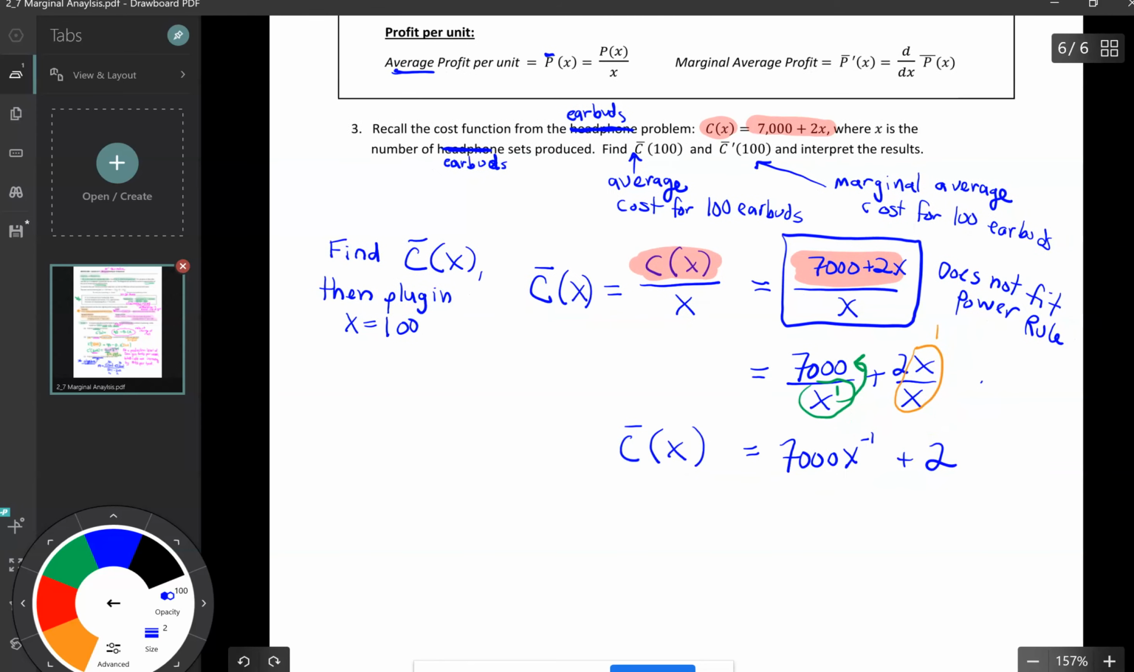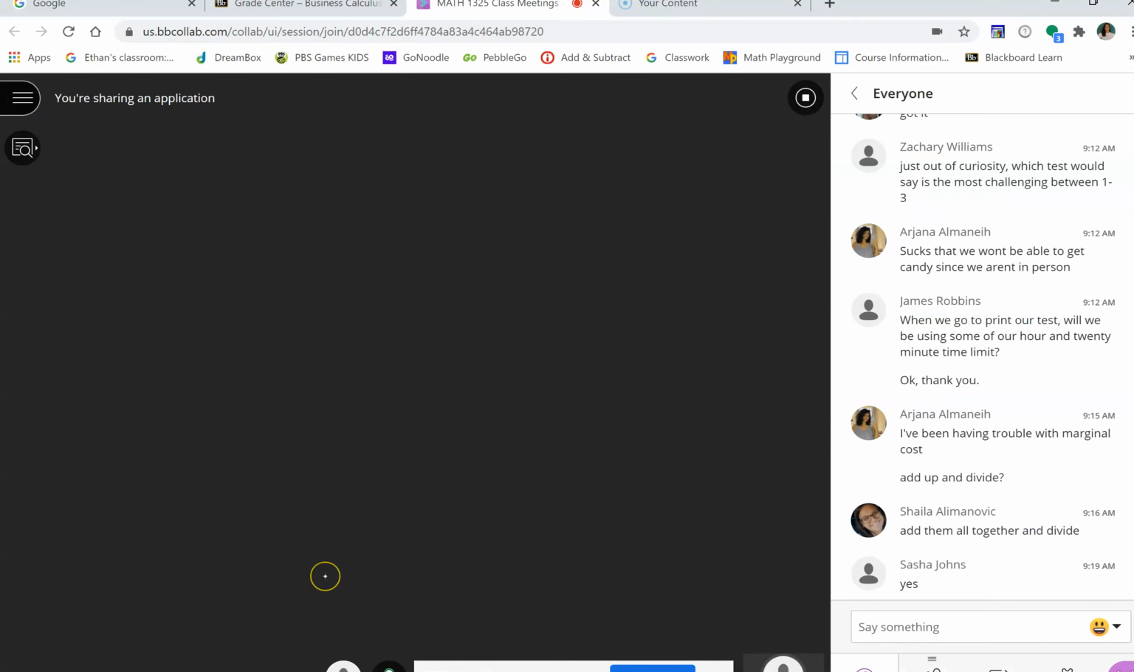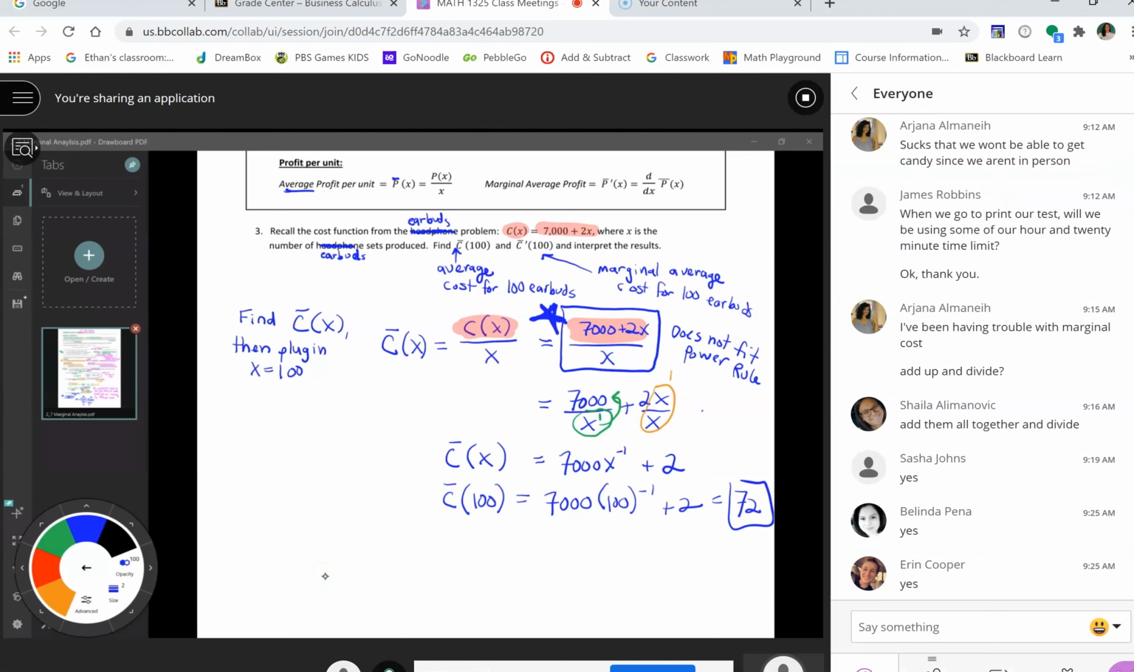Okay, and now let's plug in 100 and let's see what we get. So I'm just going to plug 100 in there. And again, you could have plugged 100 into the original format. Okay, let's see what I get. Hmm. 7,000 times 100 to the -1 power plus 2. 72? Did anyone else get 72? Positive 72? Yeah? Okay, cool. And we're going to interpret that in a minute.